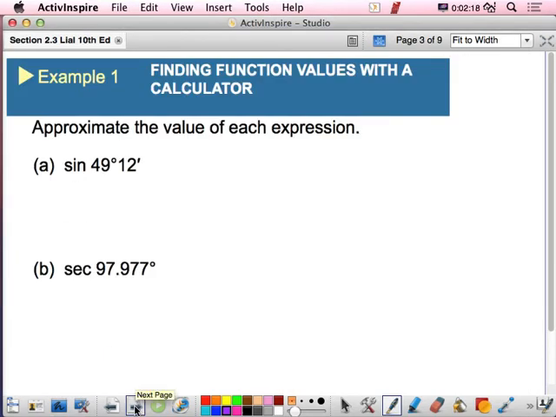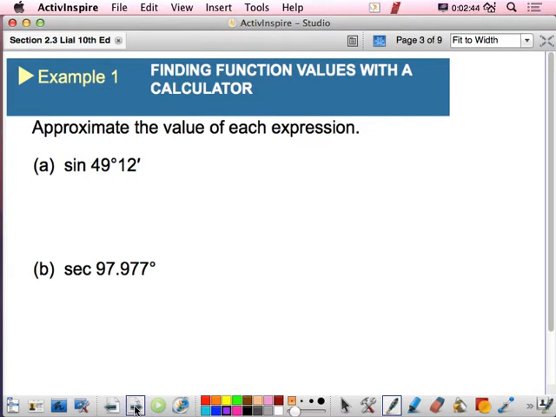So let's look at these examples. We want to approximate the value of each expression. We'll start with the sine of 49 degrees and 12 minutes. When I give you a calculator problem, if you just write the answer down, I can't help you if you make a careless mistake. So what I recommend is that you write down what you type into your calculator and let that be the work that you show.